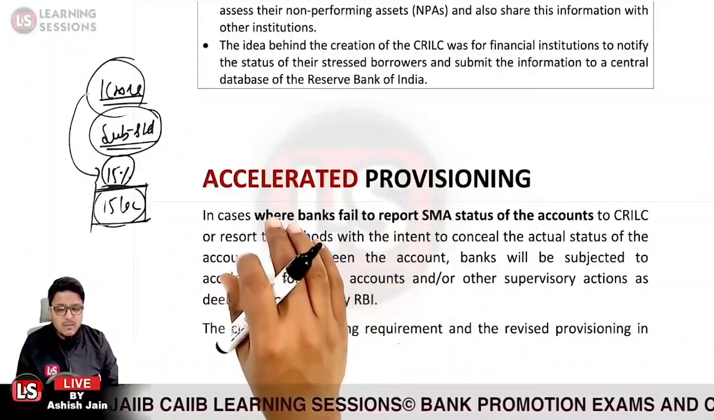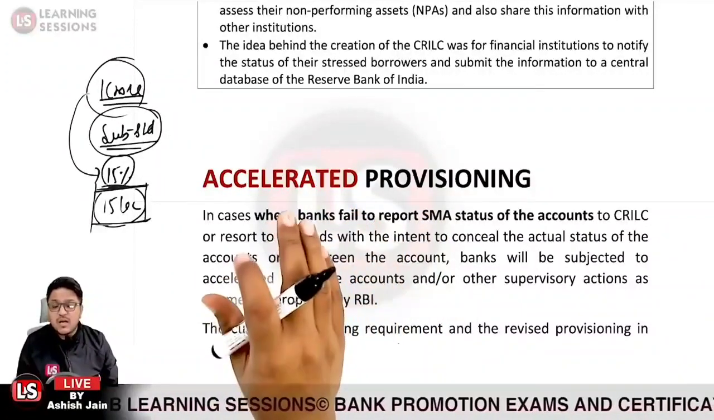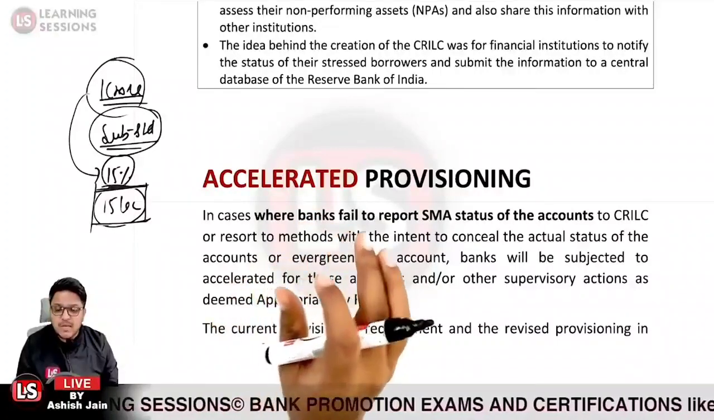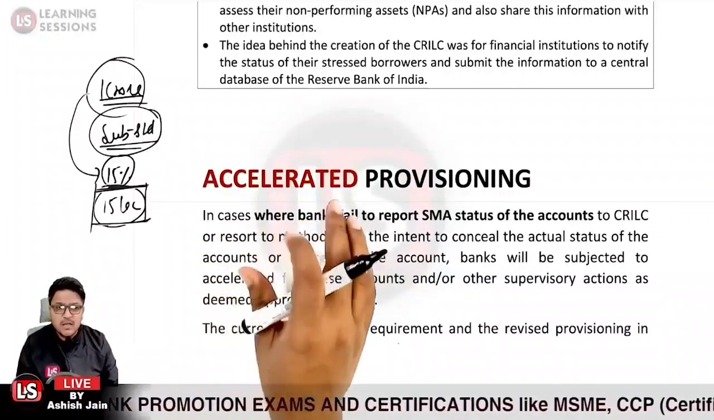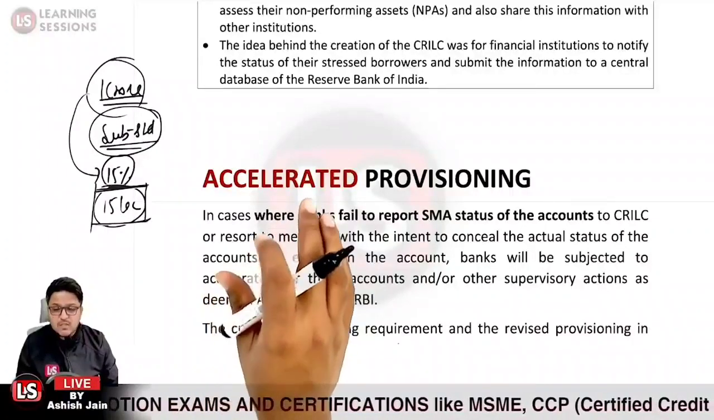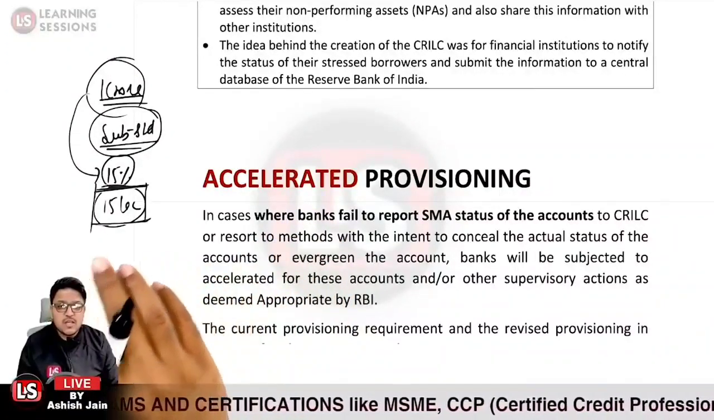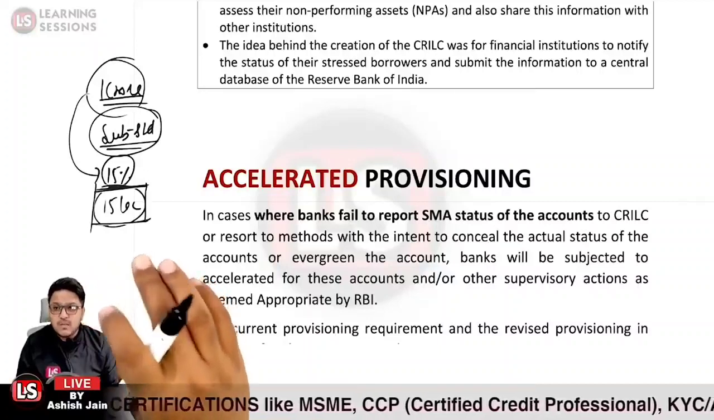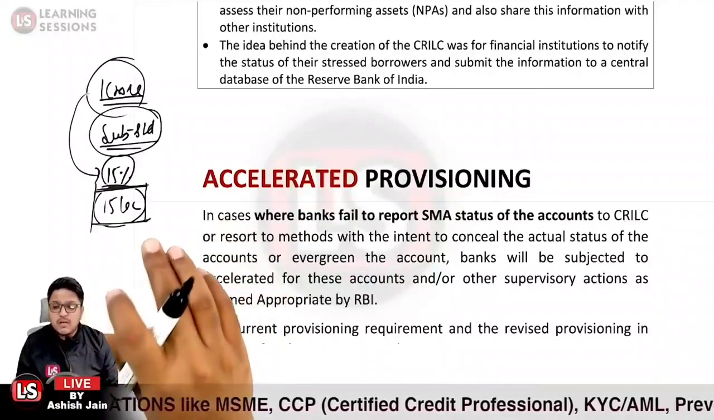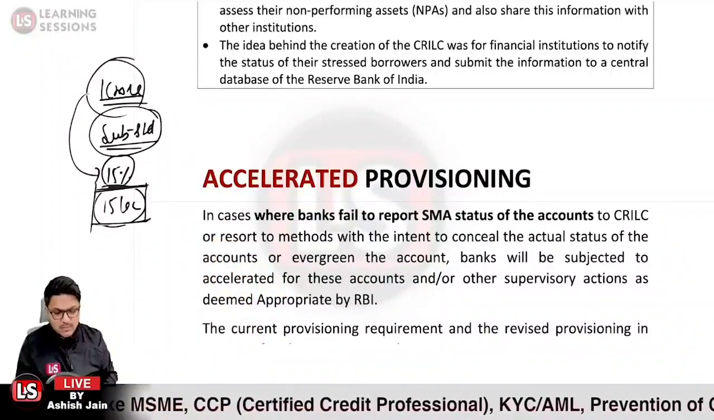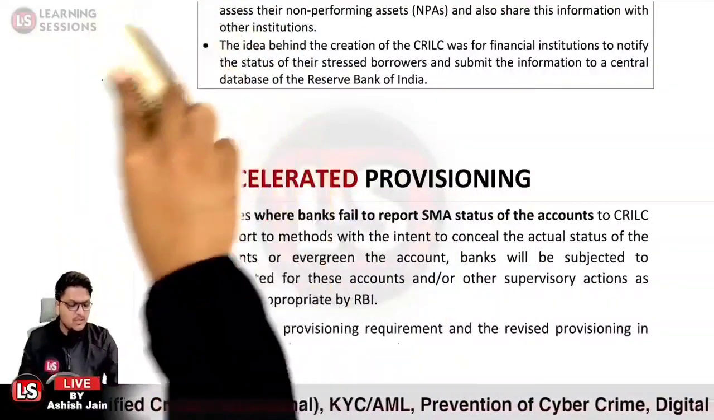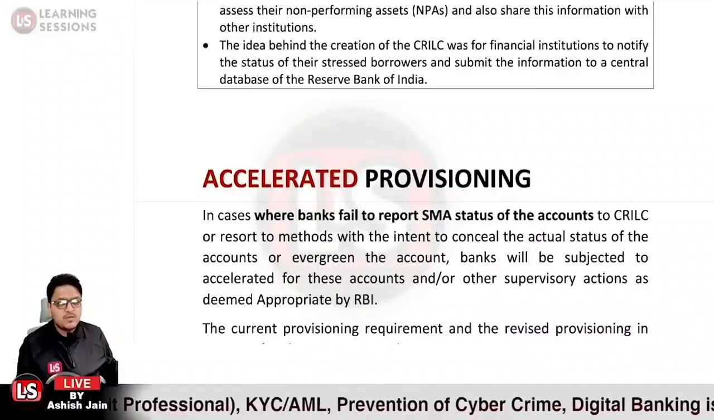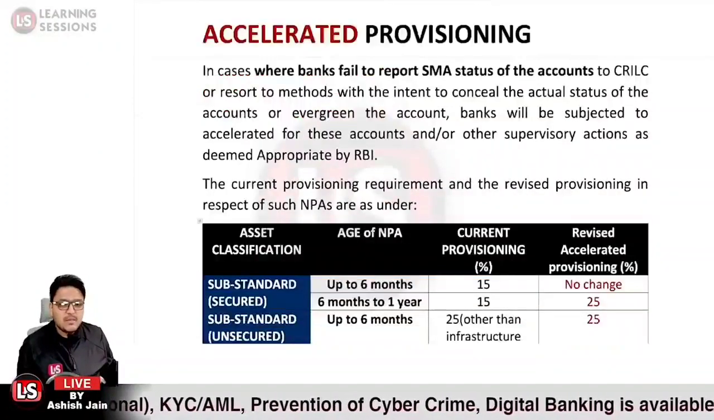Now what does it mean by accelerated provisioning? That extra amount of provision is to be maintained by the banks as a penalty. Extra provisioning amount is maintained by the banks, and further supervisory actions as deemed appropriate by the Reserve Bank of India shall also be taken by the RBI. Is that clear? That is related to the accelerated provisioning norms. Let us consider the table related to it.